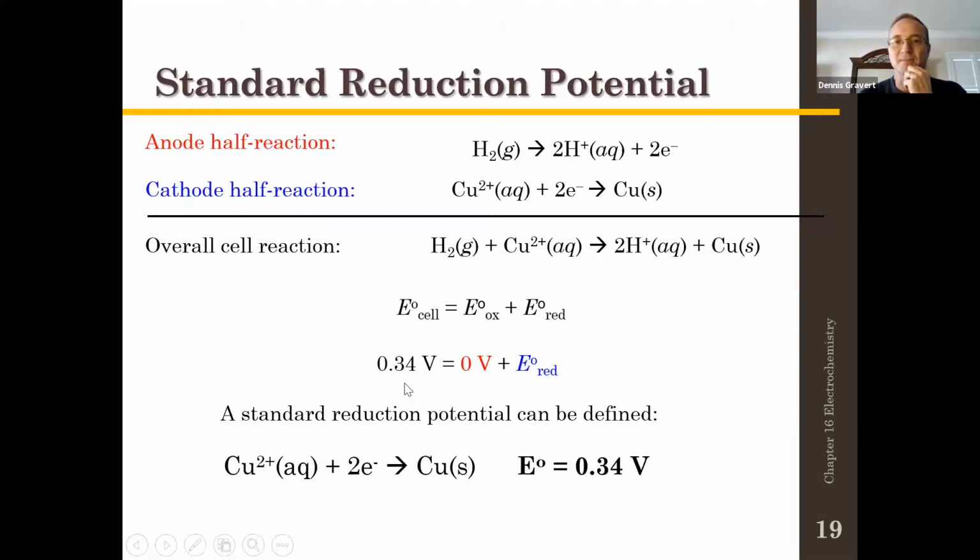It's 0.34. And now we're defining it, because it's a definition, because this only works if we say that hydrogen's voltage equals 0. And now we can say, okay, for this half reaction, no matter what you pair it with, we're going to say it's always 0.34 volts for this reaction.